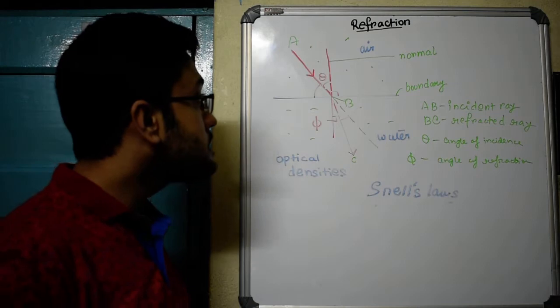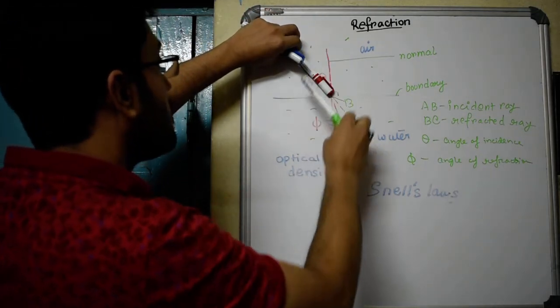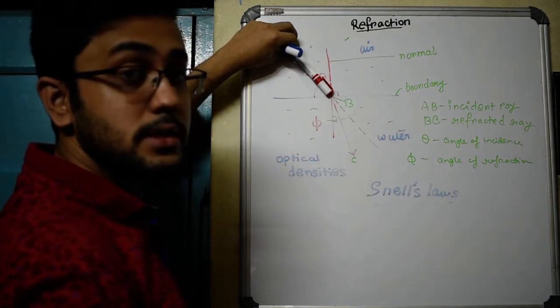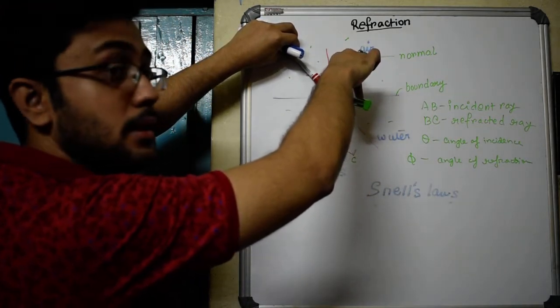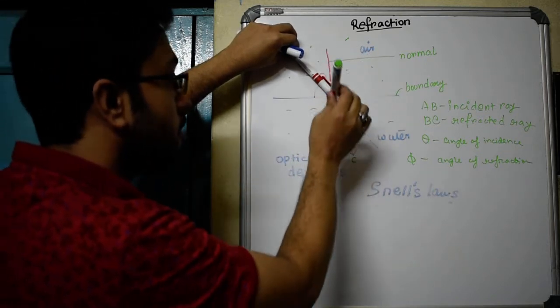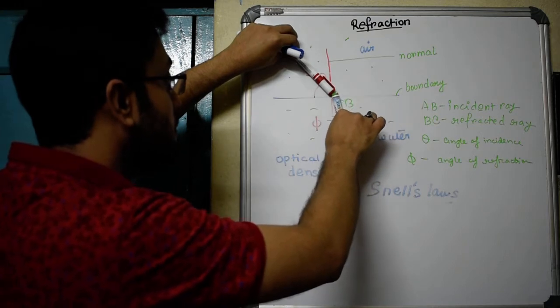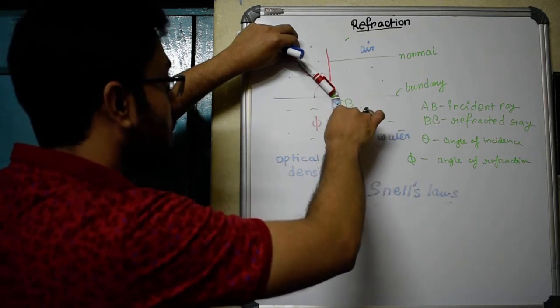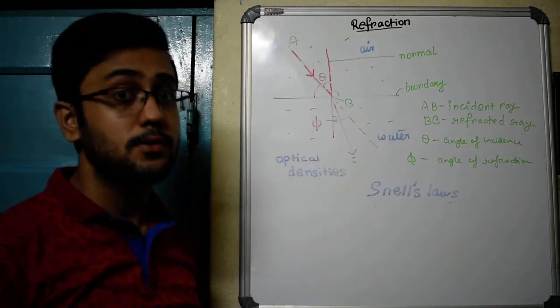So it means that if the incident ray comes like this onto the boundary separating the two media, the refracted ray cannot come out of the plane of the board, or go inside. It cannot be like this or like this. It can take any angle phi, but it has to remain within the plane of the board. That is what it means.